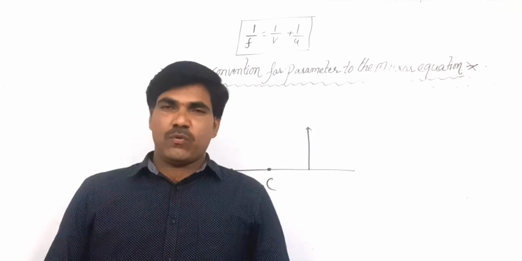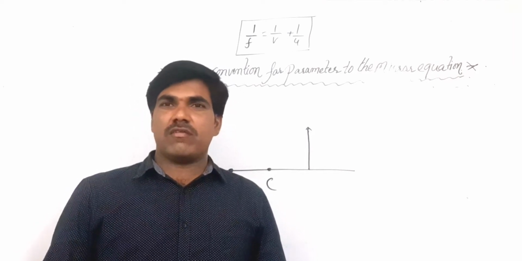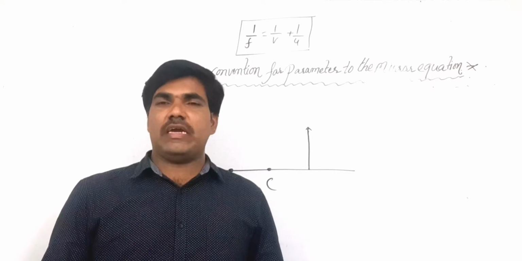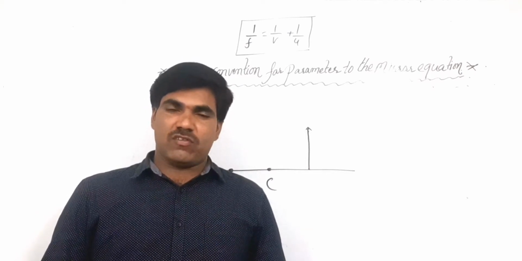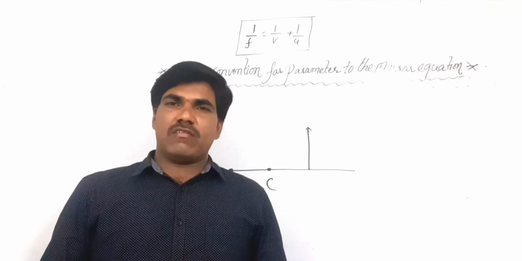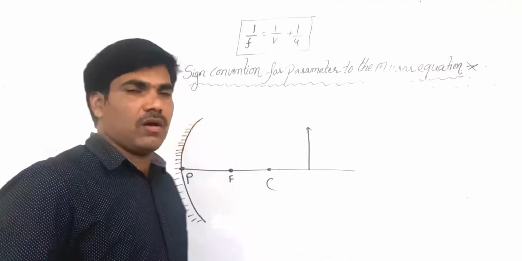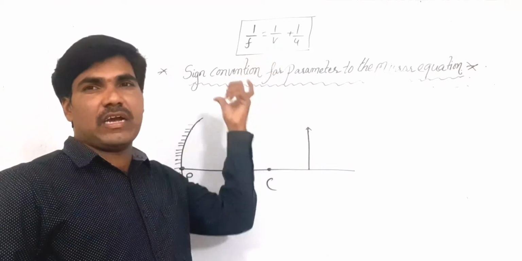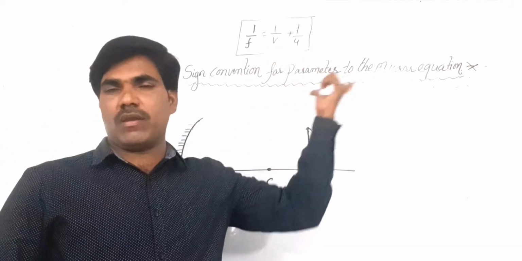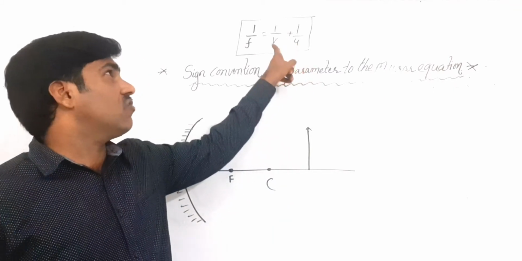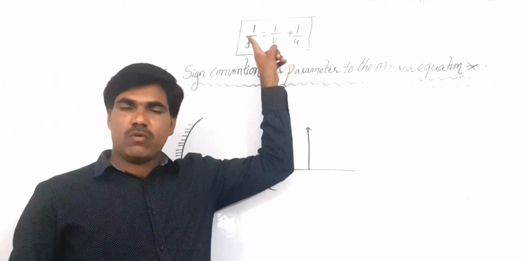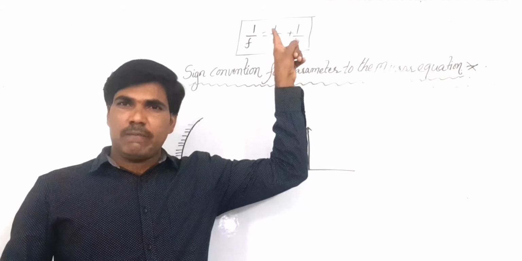In this part of the program, we are going with our first lesson, that is the reflection of light at curved surfaces. In this one, we completed up to mirror equations. Now, in this part of the lesson, we conclude with our mirror equation with the sign convention of parameters in our mirror equations. You know very well what the mirror equation is. The mirror equation is taken as 1 by f is equal to 1 by v plus 1 by u.